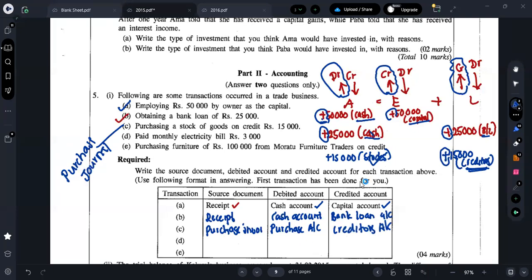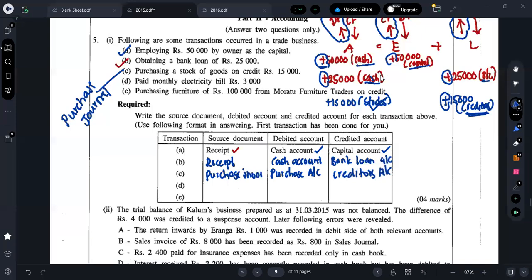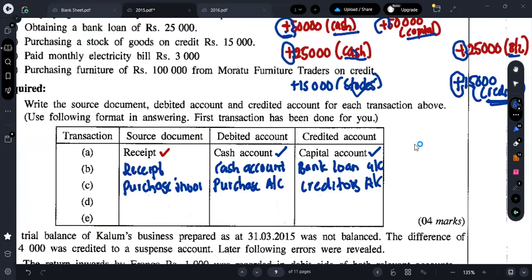Only for the stock thing, we don't open stock. We open it as a purchase account. Other than that, everything is same. Here, creditors means I am opening a creditors account. Bank loan means I am opening a bank loan account. Same as that. Next one, see, paid electricity bill rupees 3,000. Let me put a small accounting equation quickly.